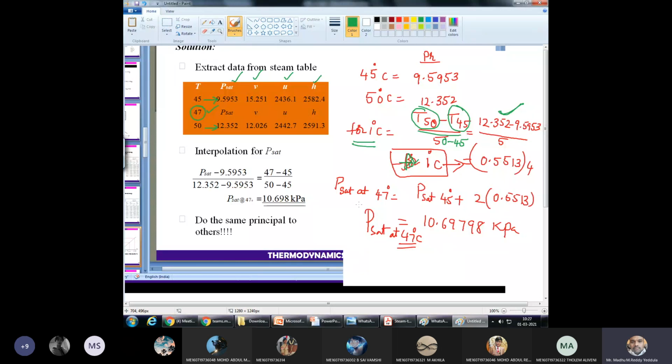But I want the saturation pressure for 47 degrees centigrade. For that, I have directly 45 degrees centigrade. What is the saturation pressure? And 2 more degrees I need to add. So that is 2 into the 1 degree saturation pressure. Therefore, you will get the saturation pressure corresponding to 47. Similarly, we can go for volume, internal energy, and enthalpy also.